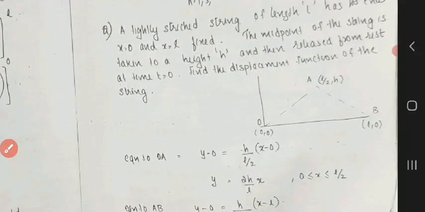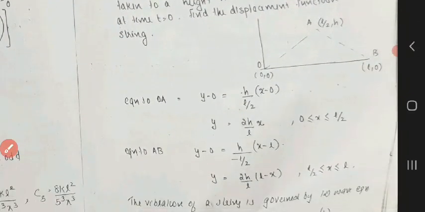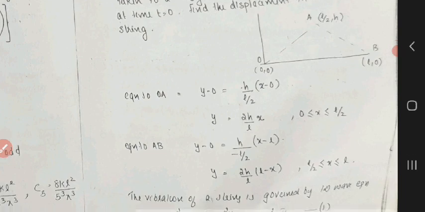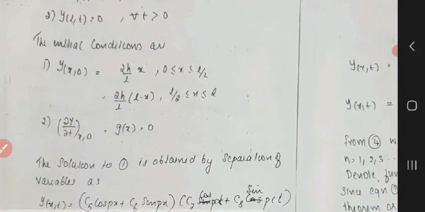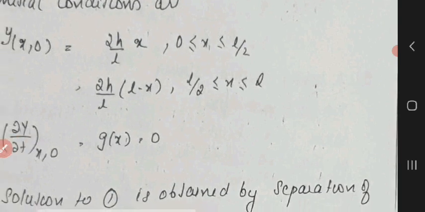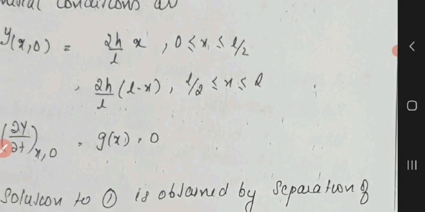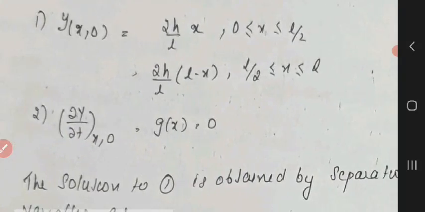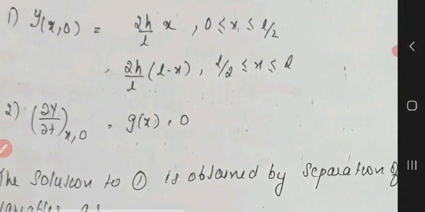And we know the two-point formula to evaluate the equation of a straight line joining two points, and using that you will get two equations, so that our function will become like this. This is the initial displacement: f(x) equal to 2h/L x for 0 less than or equal to x less than or equal to L/2, and 2h/L (L minus x) for L/2 less than or equal to x less than or equal to L, and g equal to 0. And again we have to evaluate the displacement as usual.